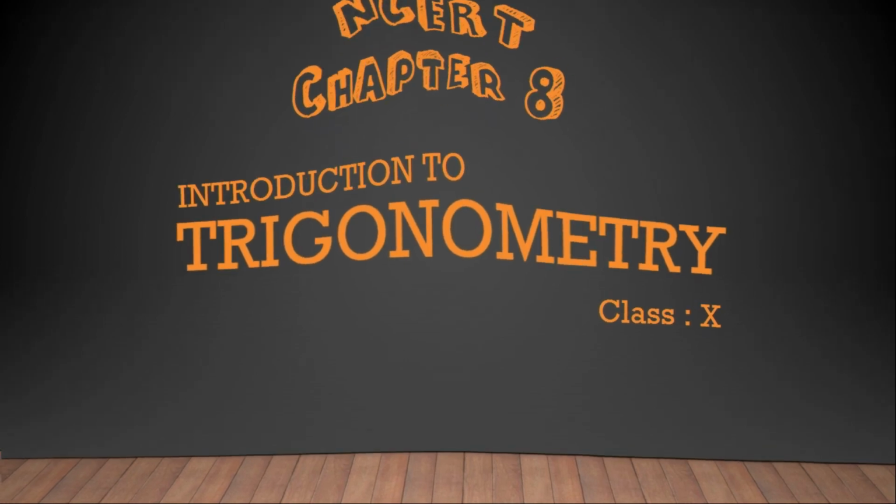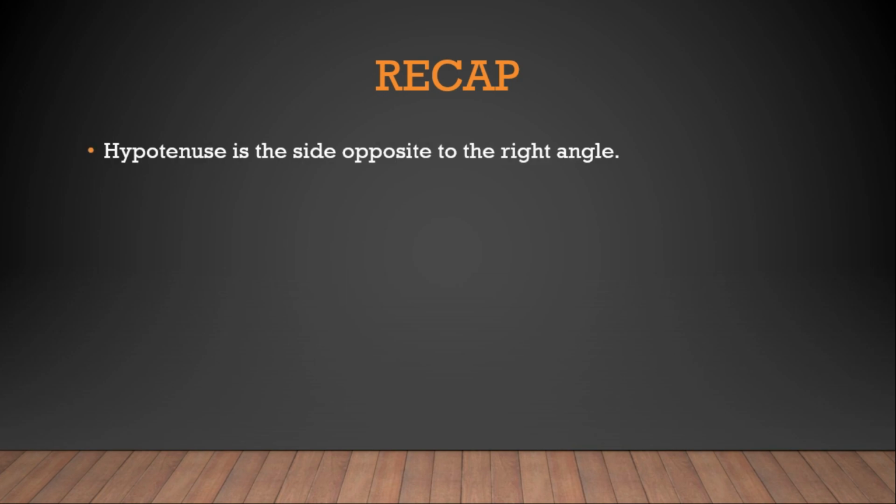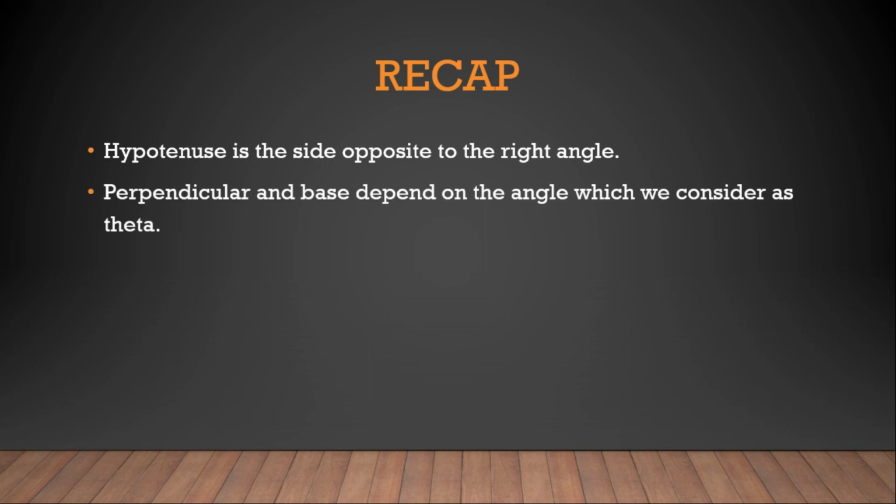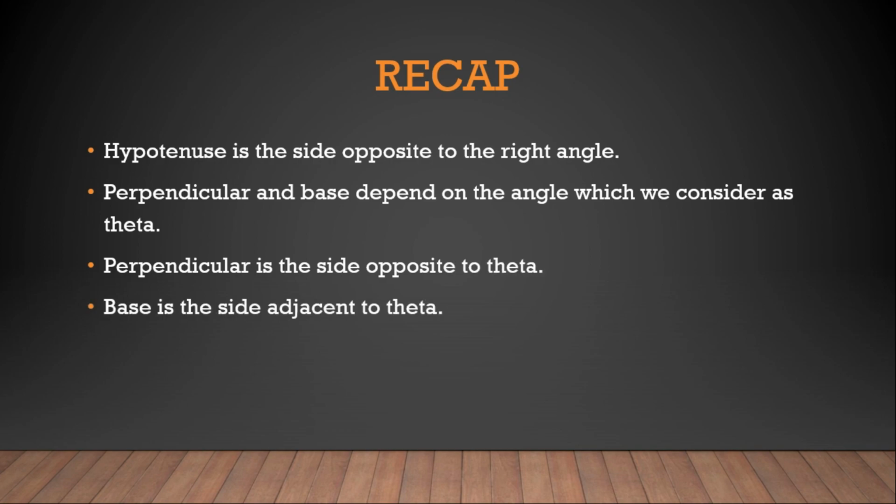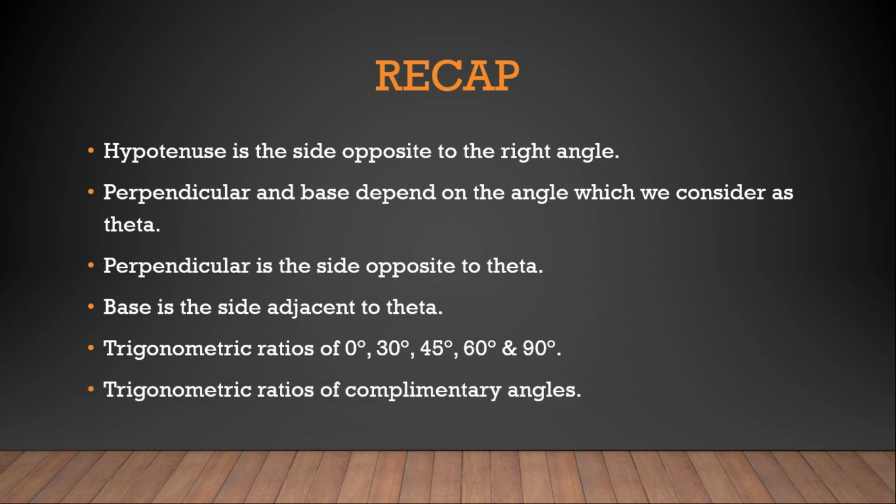In the previous video, we have learned that in a right angle triangle, hypotenuse is the side opposite to the right angle. Perpendicular and base depend on the angle which we consider as theta. Perpendicular is the side opposite to theta. Base is the side adjacent to theta. We also came to know about the values of trigonometric ratios of 0 degree, 30 degree, 45 degree, 60 degree and 90 degree, and also about the trigonometric ratios of complementary angles.